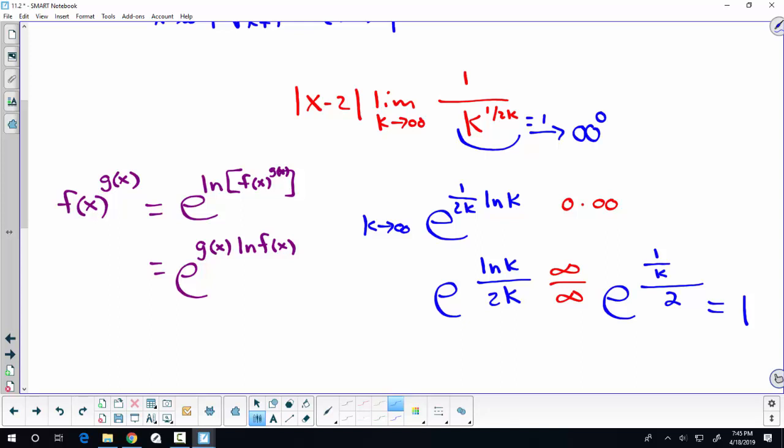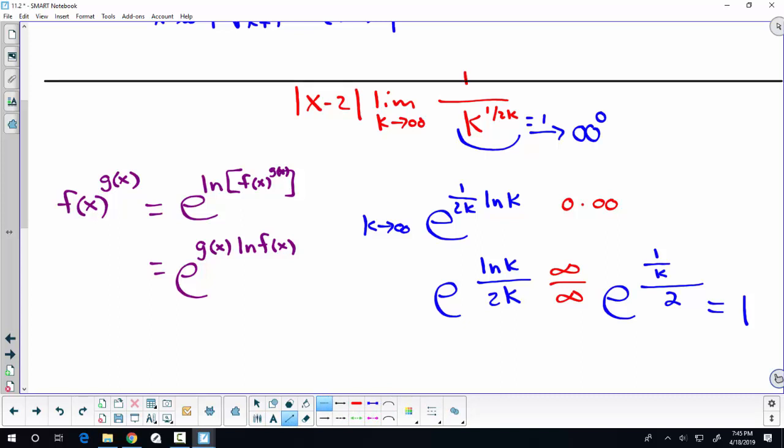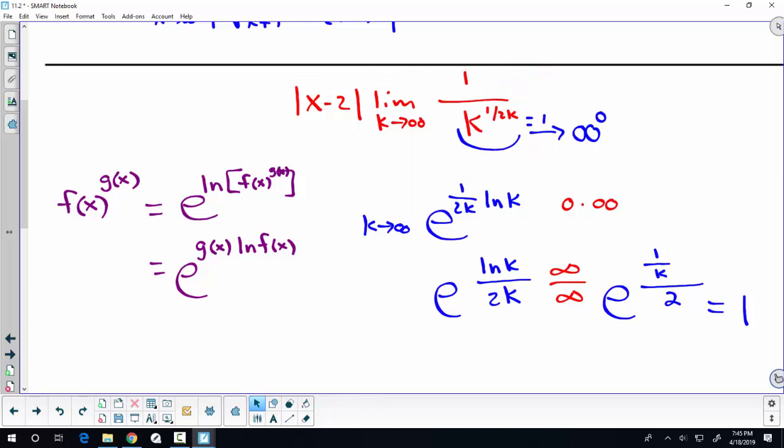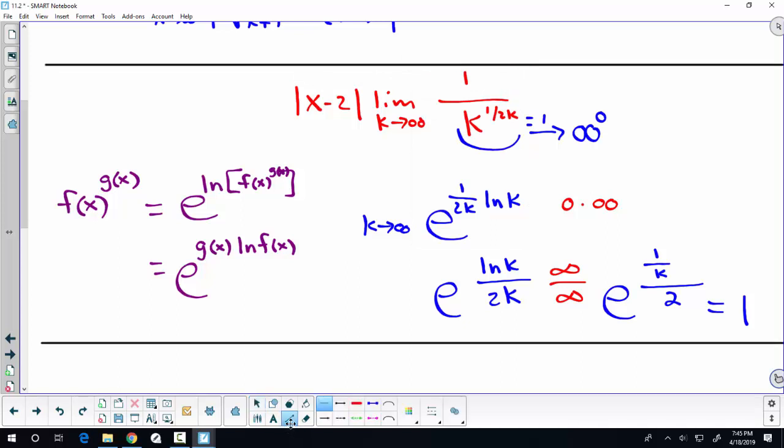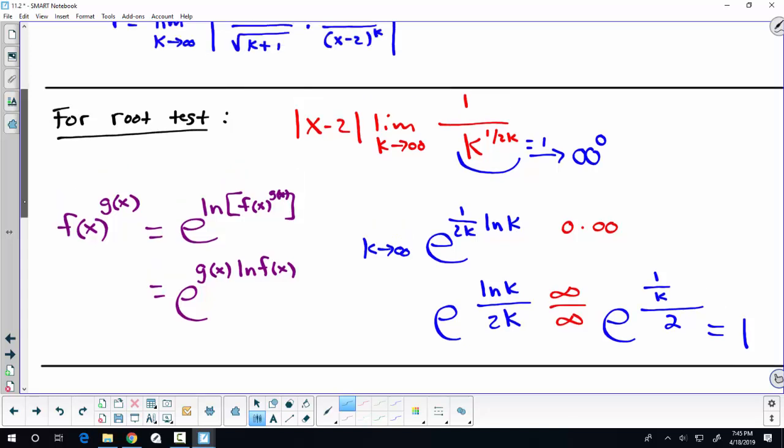Sure, yeah. Sorry, the notation's a bit crummy, but that's for the root test. We're, however, doing the ratio test.